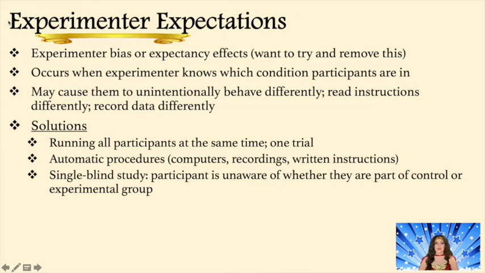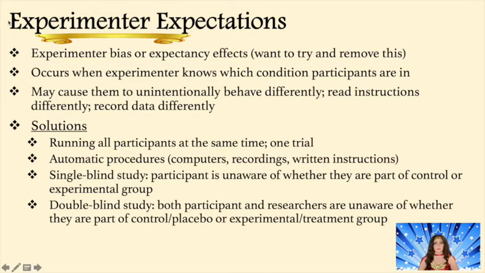Another solution is to have a single blind study. In a single blind study, the participant is unaware of whether they're part of the control group or the experimental group. Now, in our case, we don't really have a control group. We have a serious teacher and we have a funny teacher. But basically, the participants don't know if they are in the funny group or the serious group. Everything is kind of anonymous. They could be called Group A and Group B, and the participants don't know which group they're in, A or B.